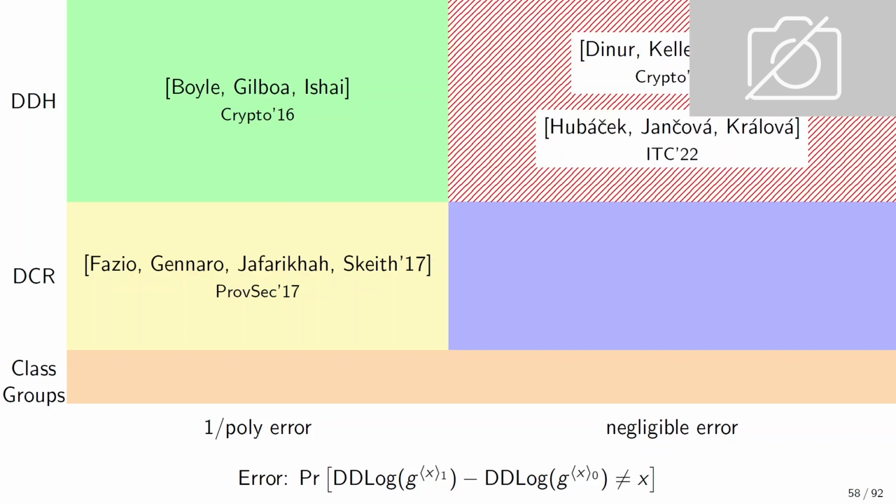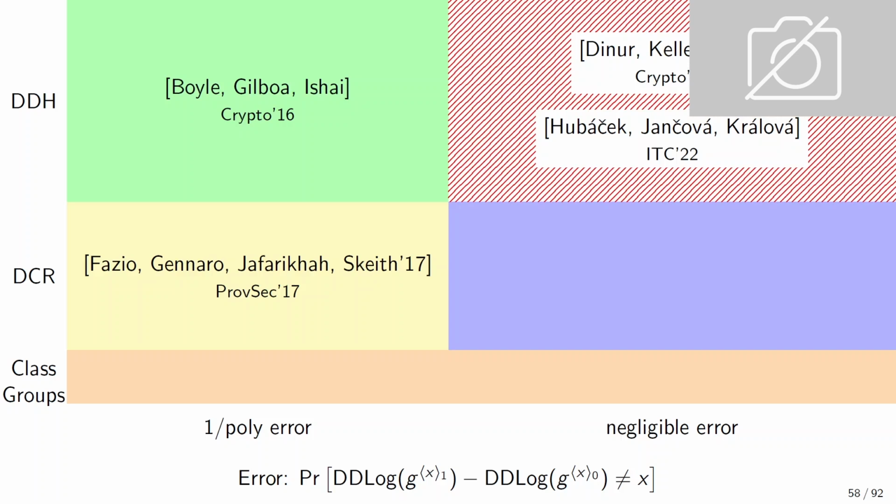There are two papers that studied the distributed discrete log problem, and they improved the original algorithm. But on the negative side, they showed that if you could completely get rid of the 1 over poly error, you could also solve the discrete log problem in the same group. So I'm hoping you can't do that, or most of my papers are broken.